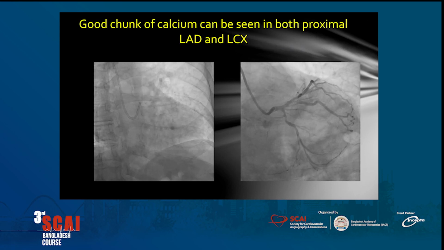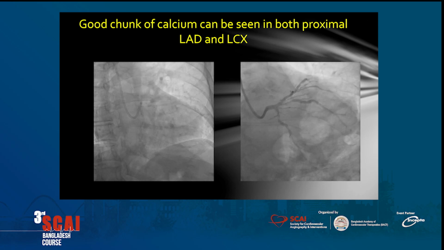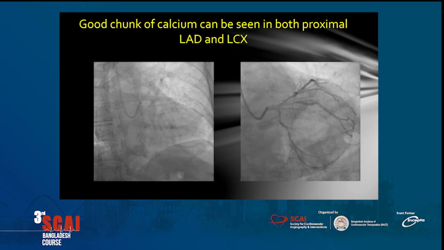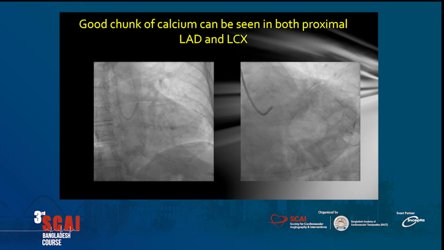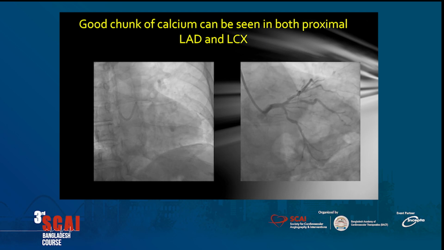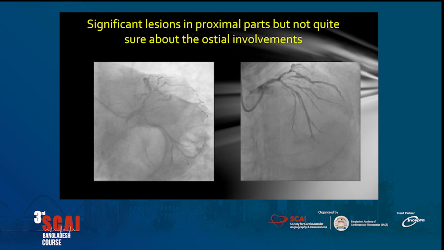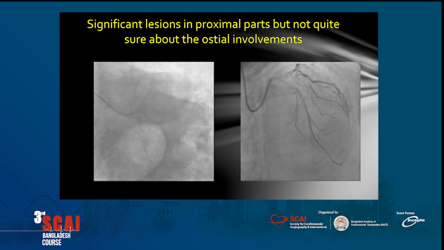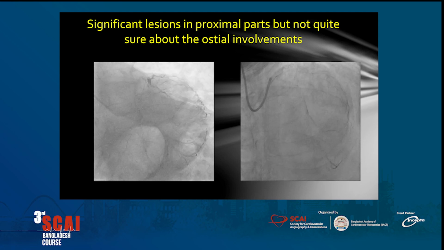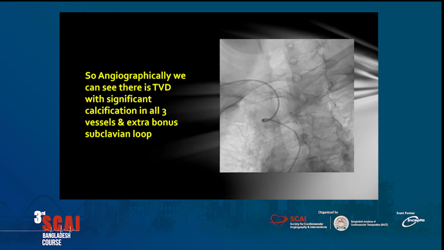So I took a fluoro, a cine. You can see a good chunk of calcium in both proximal LAD and LCX, and also in RCA. Significant lesion in proximal parts, but not quite sure about the ostial involvement. Angiographically, it is a TVD with significant calcification in all three vessels, extra bonus subclavian lobe.